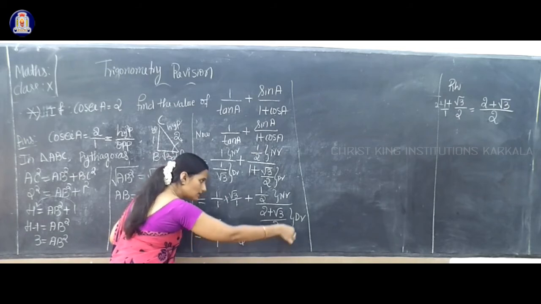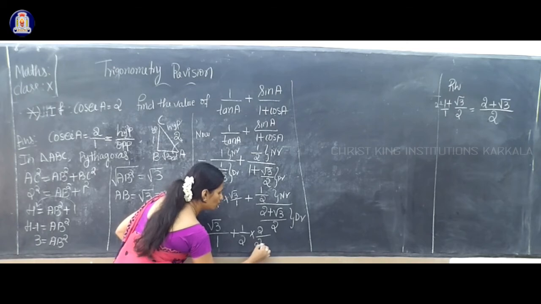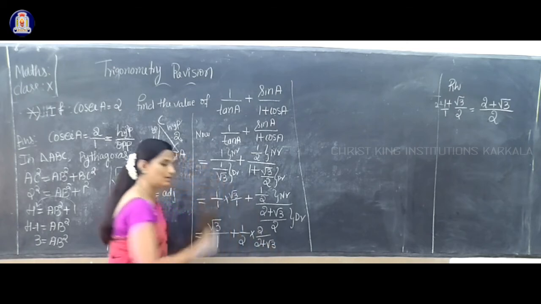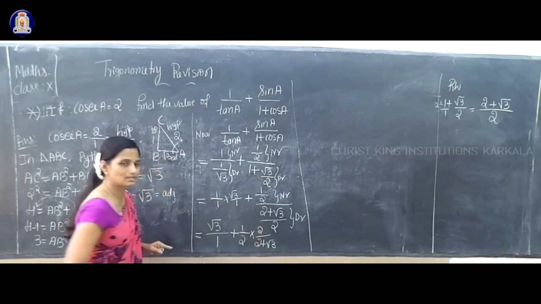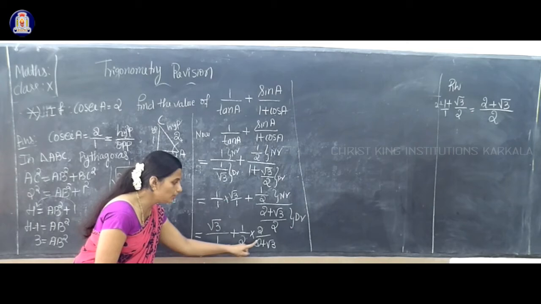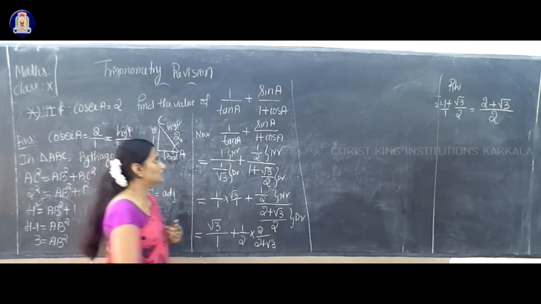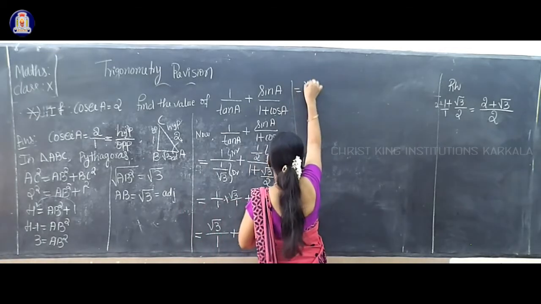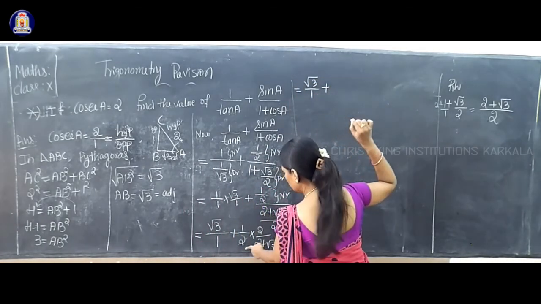So the denominator goes to the numerator: it is 2 divided by 2 plus root 3, right? Now this 2 and 2 cancel. Why does it cancel? It is 1 into 2, 2 into this one, so the multiplication cancels. So what will be our answer? That is equal to root 3 divided by 1 plus 2, and the 2 cancelled.